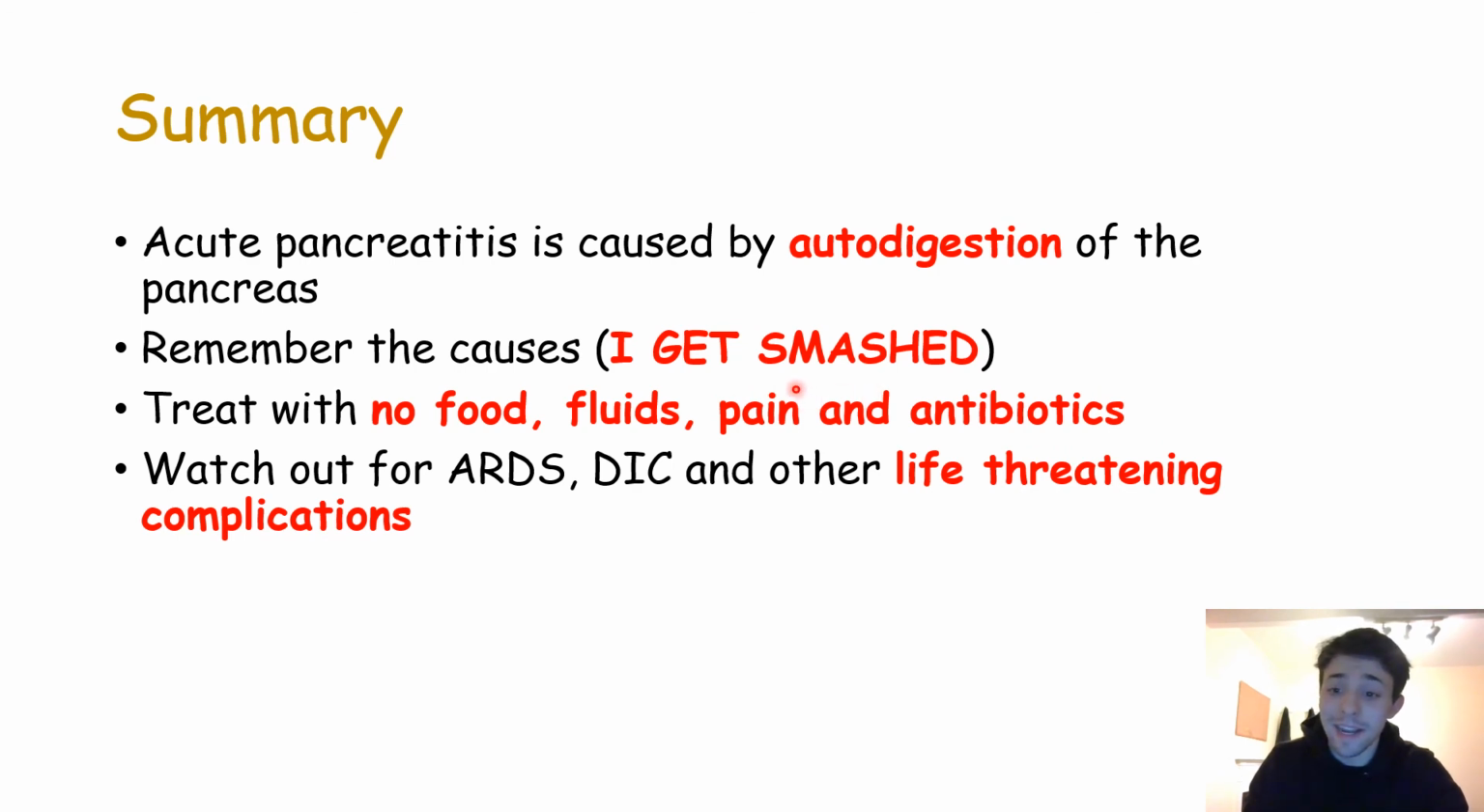Sorry, don't cause them pain. Give them pain management. They're going to be in excruciating pain. And also give prophylactic antibiotics. And watch out for acute respiratory distress syndrome. They can die from this. Watch out for disseminated intravascular coagulation. Again, very serious. And other life-threatening complications of pancreatitis.